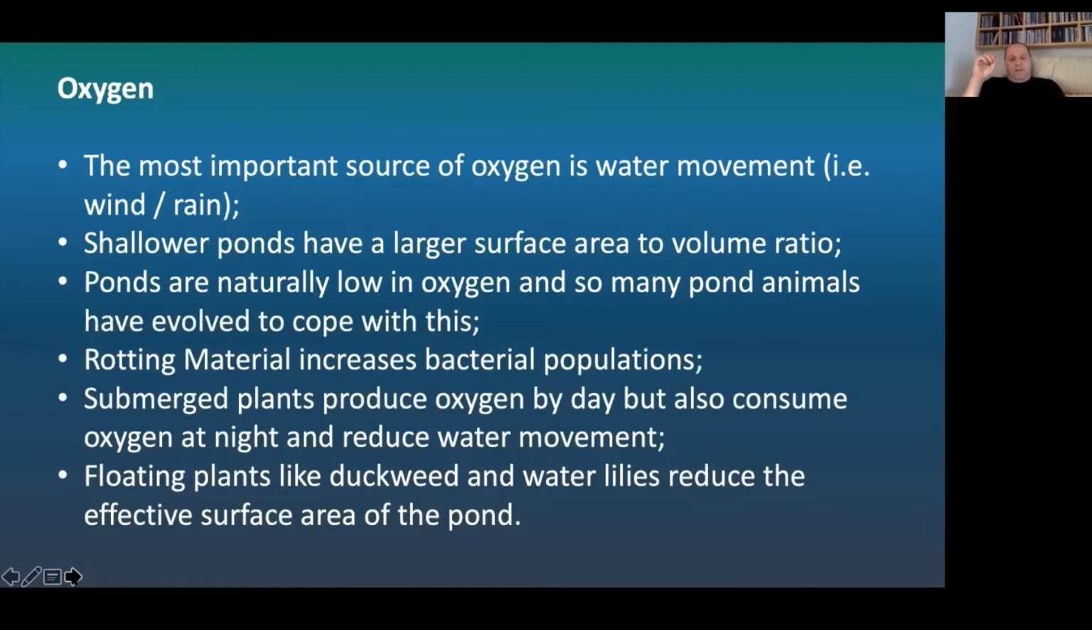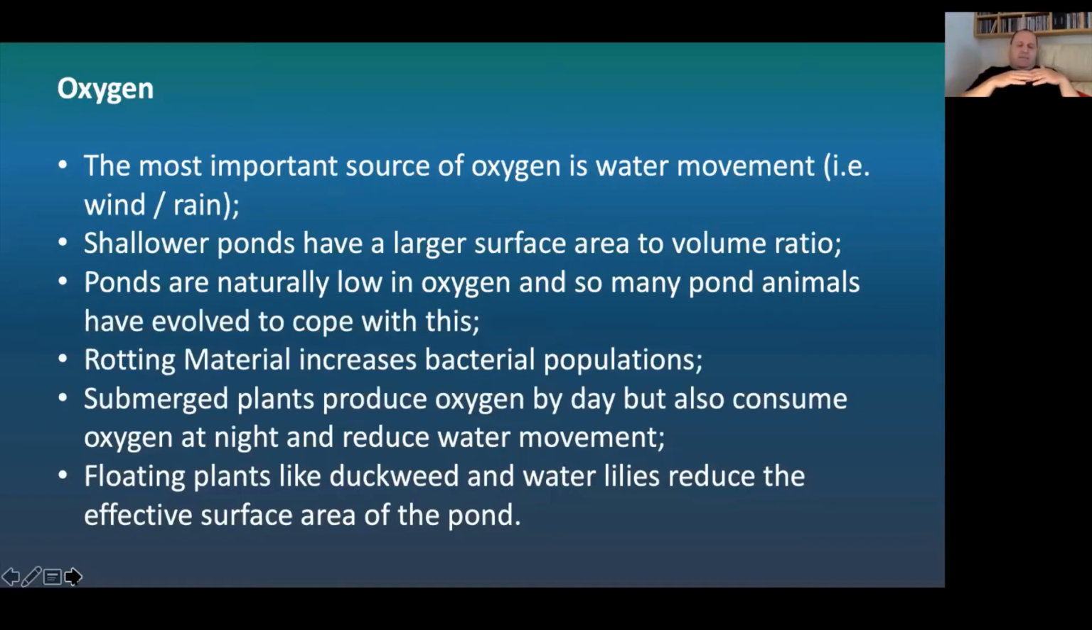Pond plants, so-called oxygenators, do produce oxygen by day, and in fact you can often see bubbles coming out, which is great, but they also consume oxygen at night, and because they have a lot of structure, they reduce the opportunity for water movement. So they're a bit of a double-edged sword, and you need to be a little bit careful and think about how much of them you want to have. You don't have to have any at all, of course.